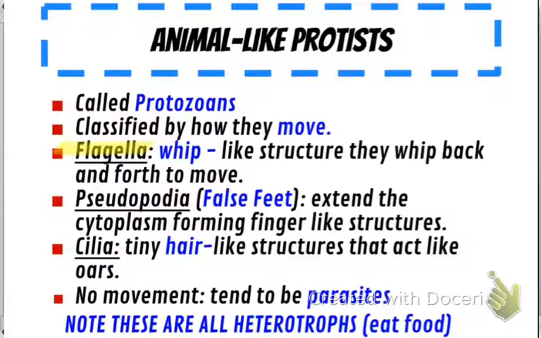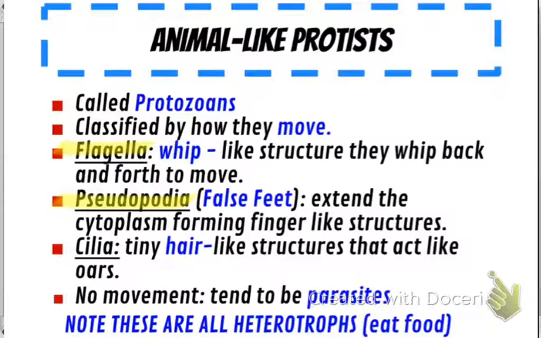The next type of animal-like protist that we're going to see are those that have pseudopods, or false feet. They extend their cytoplasm to form these finger-like structures. The amoeba is the greatest example of this. We saw that amoeba early on when we talked about cell transport, actually consuming that paramecium in that video.